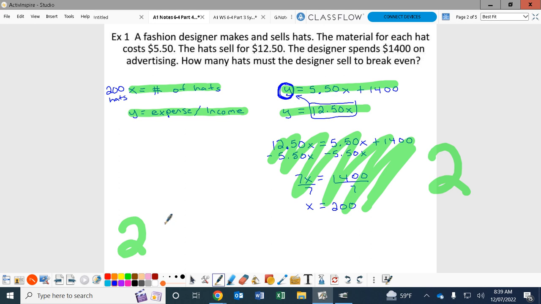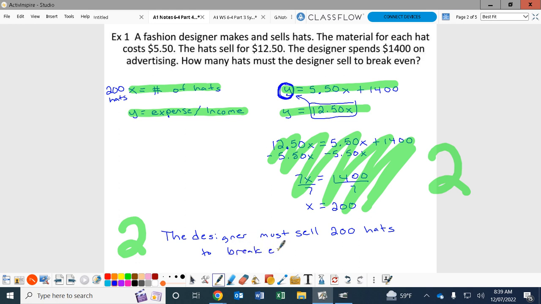The answer is that, what is it? I was looking to see, the designer must sell. I was trying to see if they said he or she. The designer, that's how you spell it? Yes. Must sell 200 hats to break even.